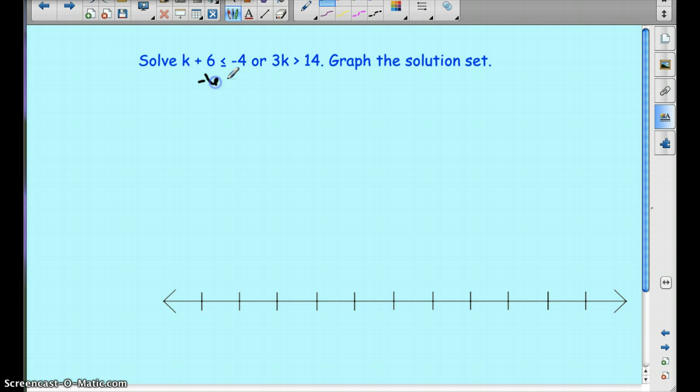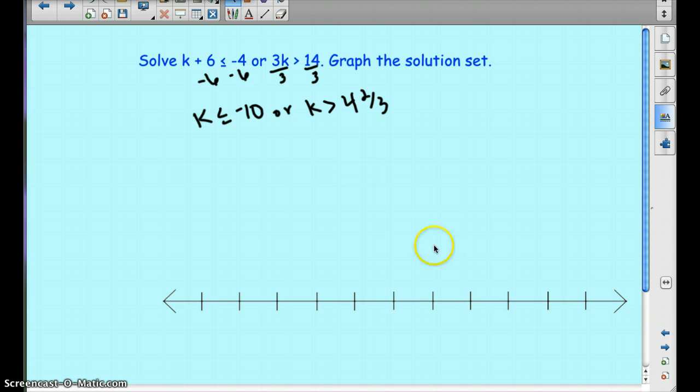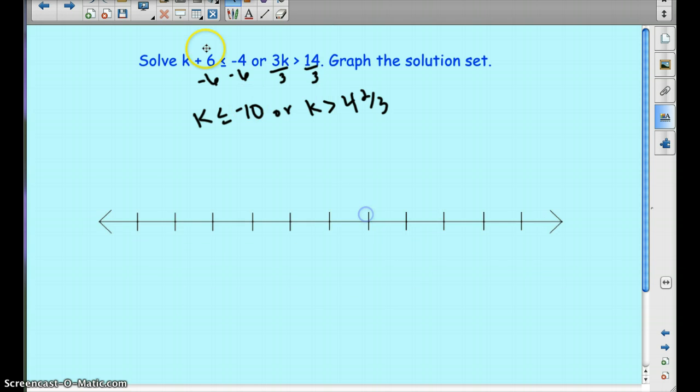So we're going to subtract 6 from both sides, and we find that k is less than or equal to negative 10. Or if we divide by 3 on this one, k is greater than 14 over 3, which is 4 2/3. I would do a mixed number here just for the graphing sake.